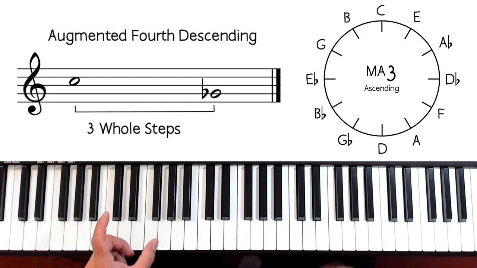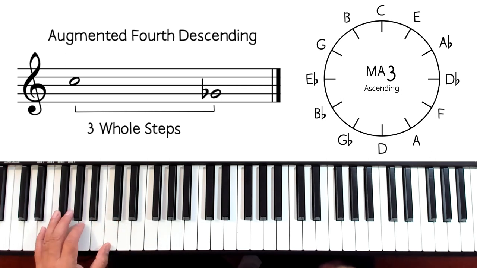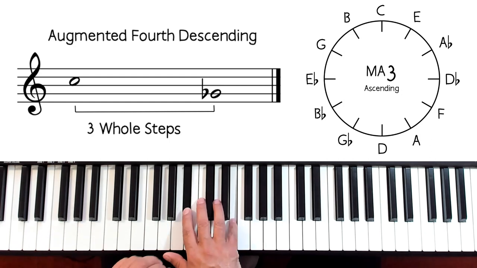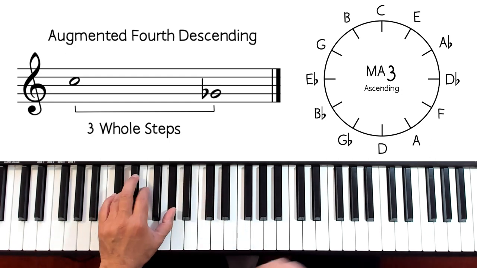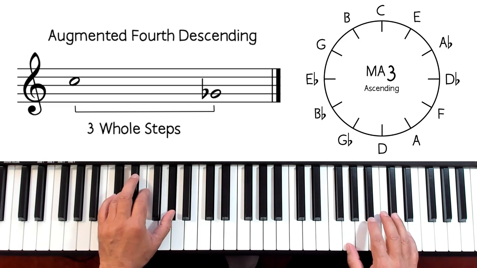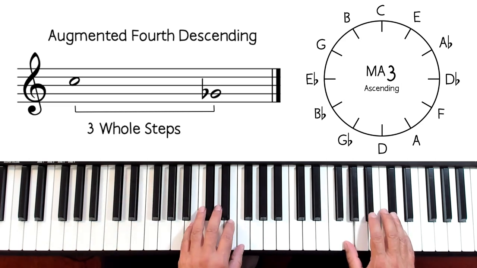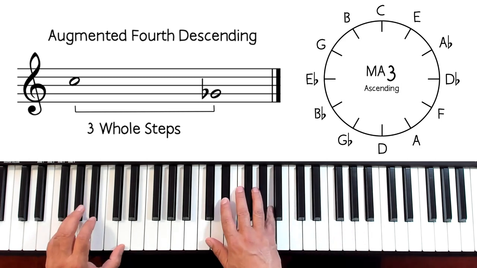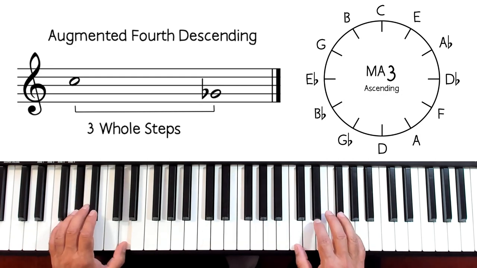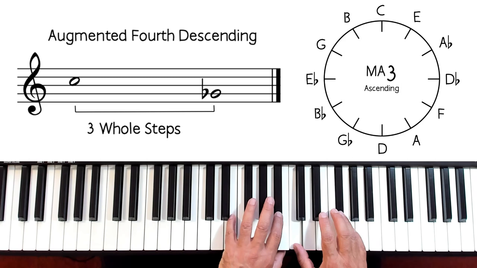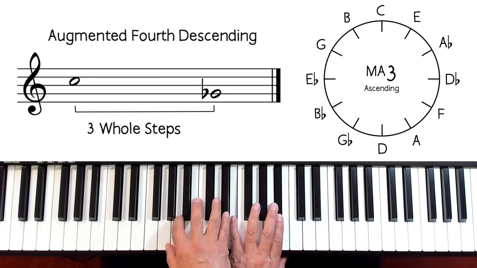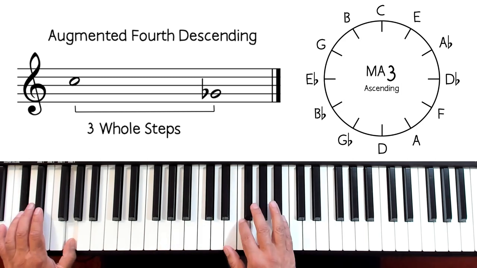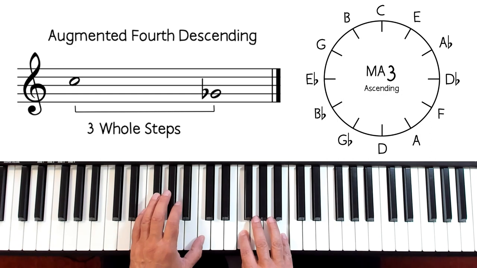So let's start. Let's build augmented fourth descending. And here we go. C, E, A flat. I'm changing hands and I'm changing registers all the time. D flat, F, A, D, G flat, B flat, E flat, G, B, and C.